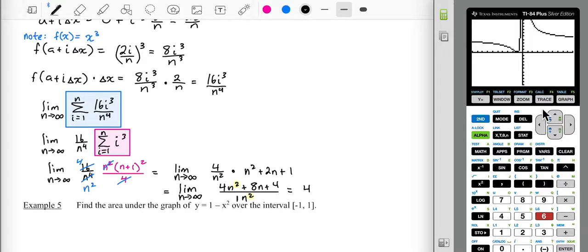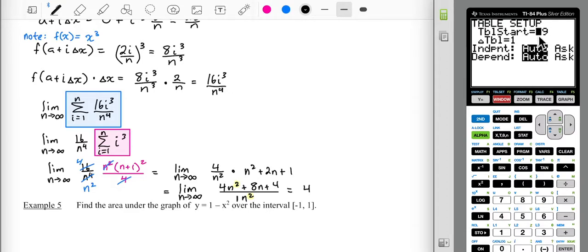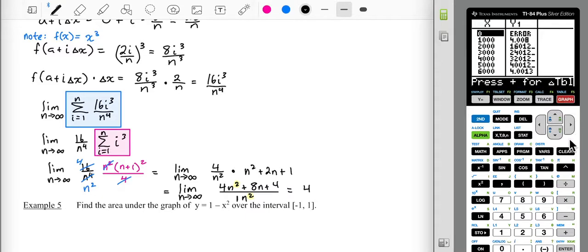All right. But if you're really in doubt, what you do is go into second window, make your table start, or really anything, but make your delta table something really big. Just make it like 1,000. Then go back in to your table. Now you can see it's going by thousands, and you can see that the y value is really truly starting to show that it's leveling off around 4. All right, and now you have reason to believe that it's going to be a horizontal asymptote of 4.